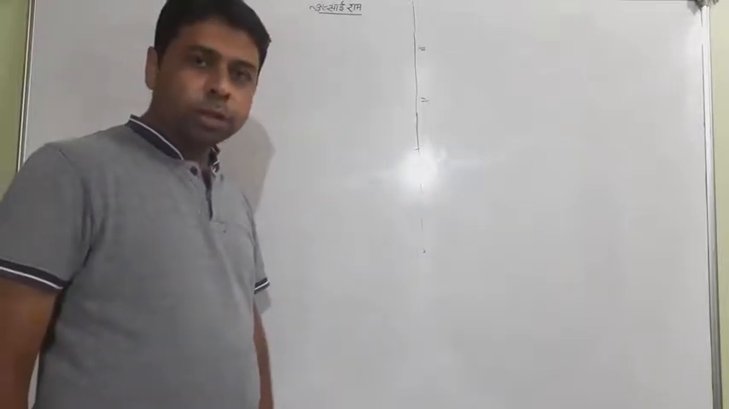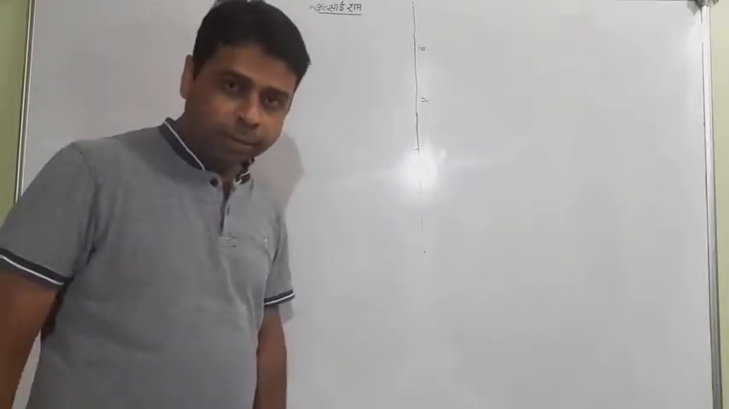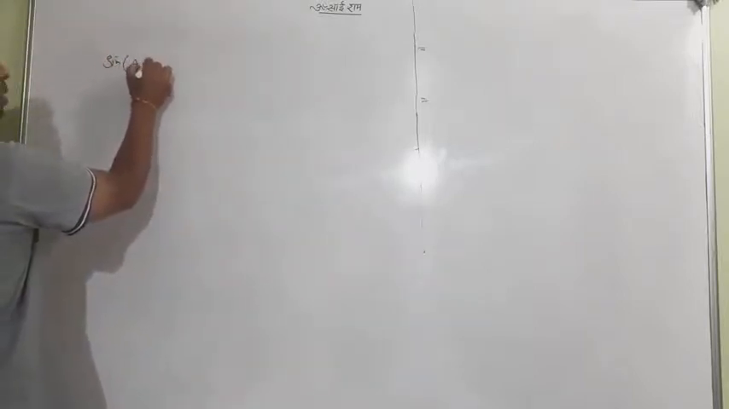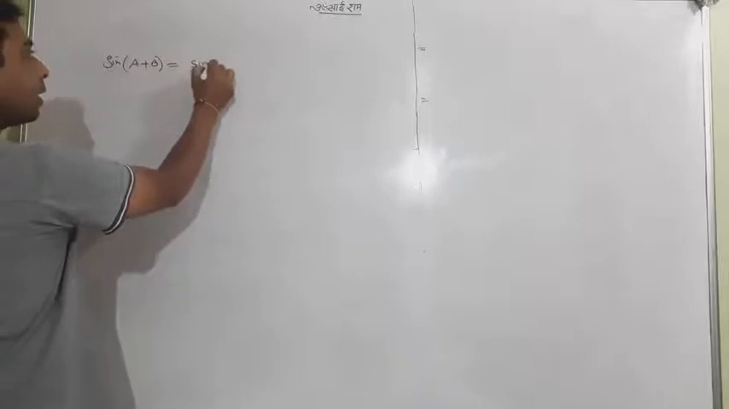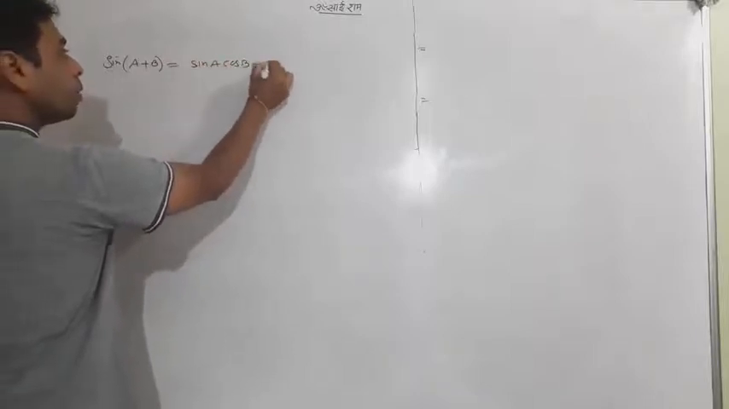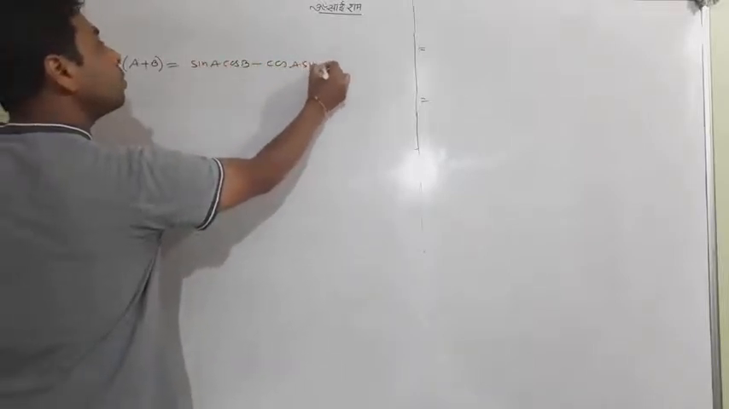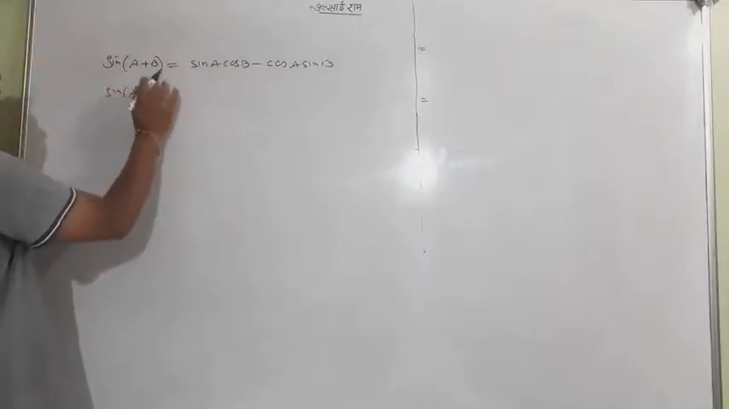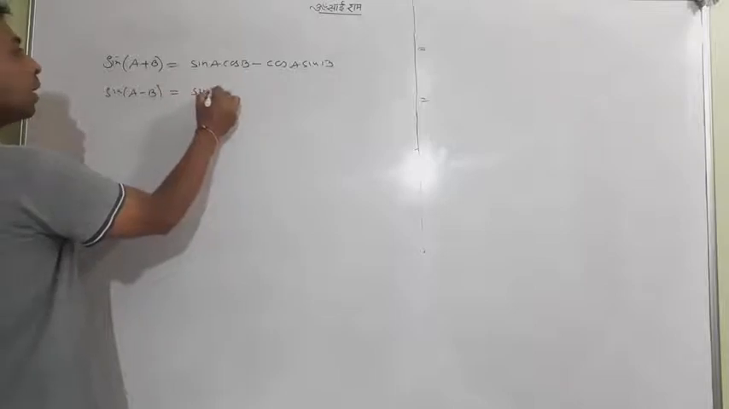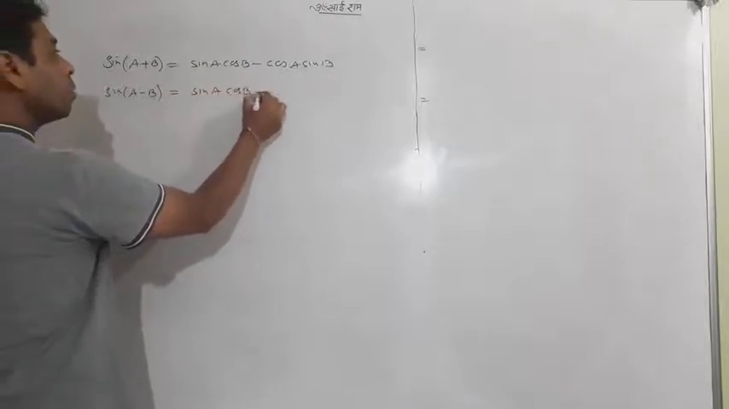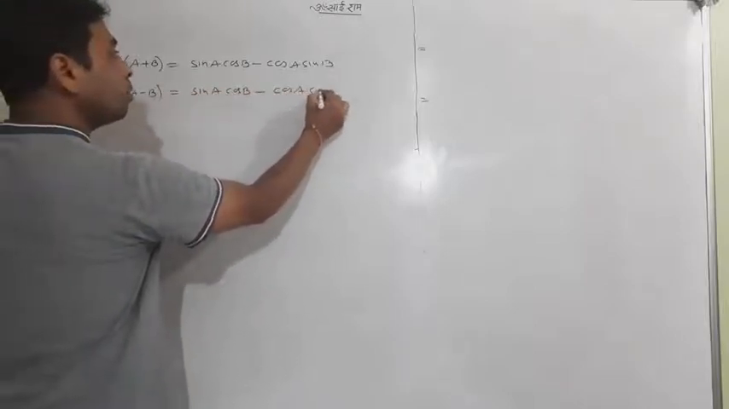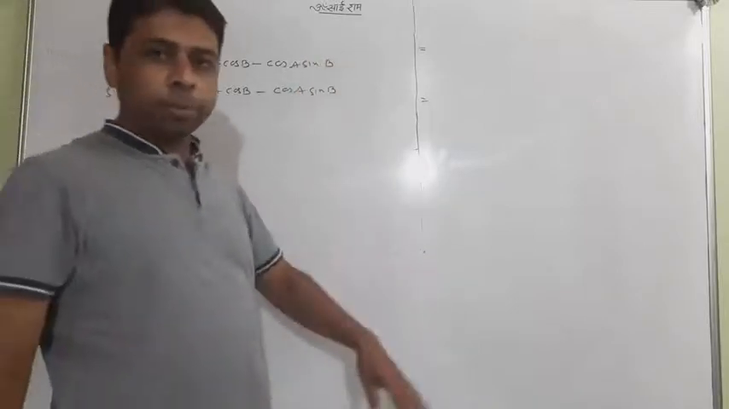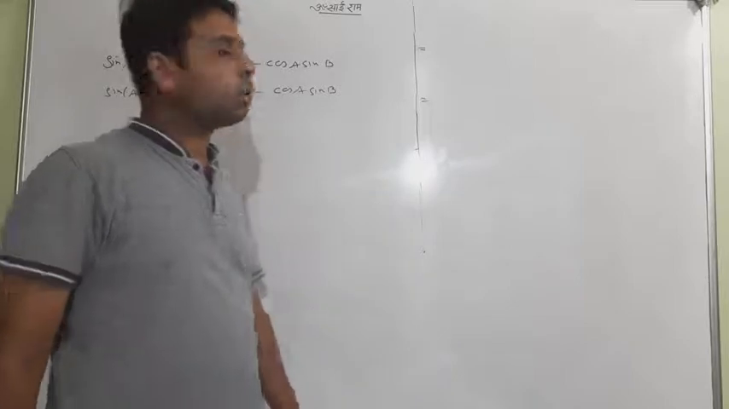Before starting more questions, please see 2 more formulas, and these are, you know, sine a plus b is sine a cos b plus cos a sine b, and sine a minus b is sine a cos b minus cos a sine b. This is now a very simple formula to you because lots of questions we have seen on this.